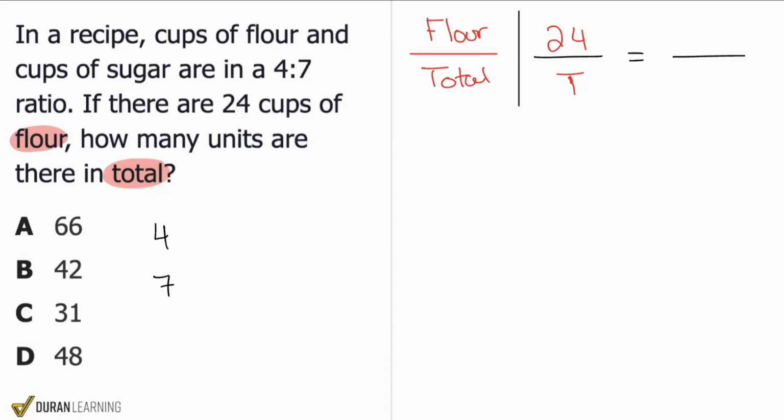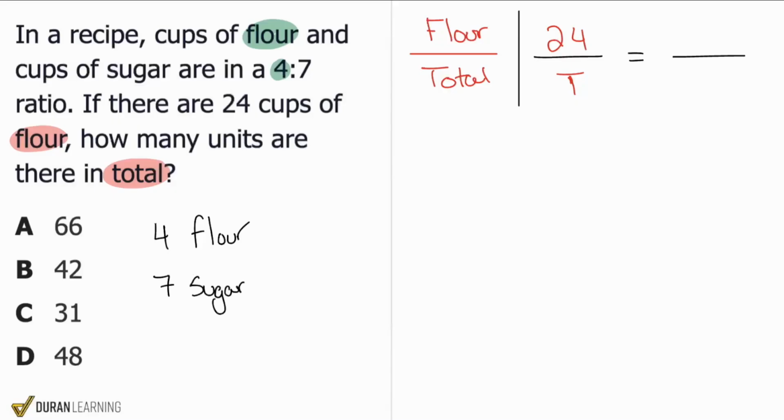Let me go ahead and write down flour right over here. And again, I'll just highlight that with green. Flour was first, 4 was first, so 4 is flour. 7 corresponds to the second word. What was the second word that they gave us? Sugar. You know what's funny about the word sugar? It's not the word total, right? It is not the word total.